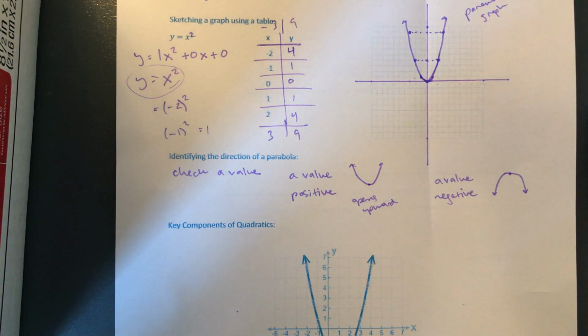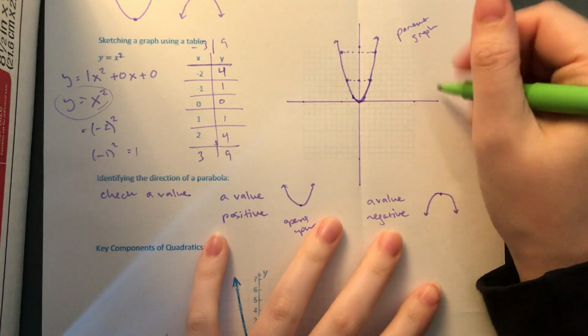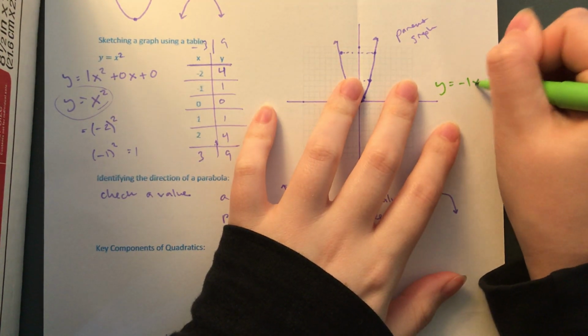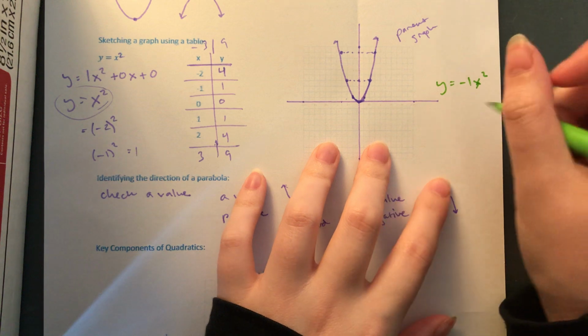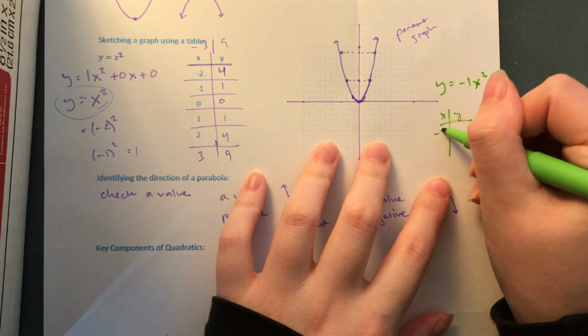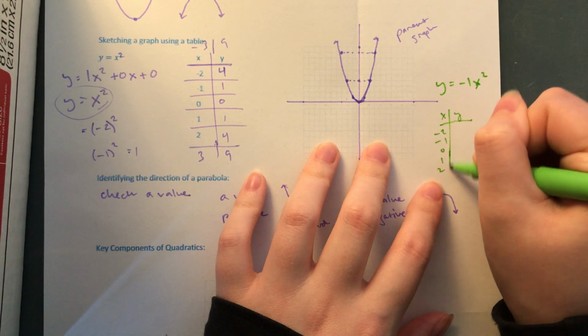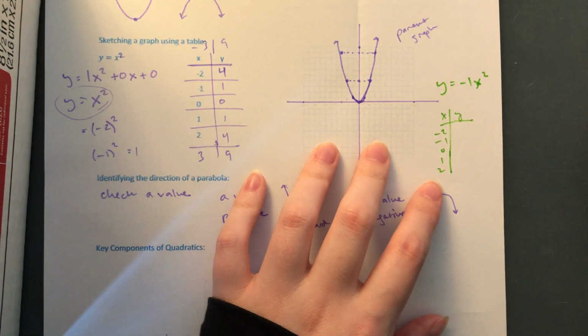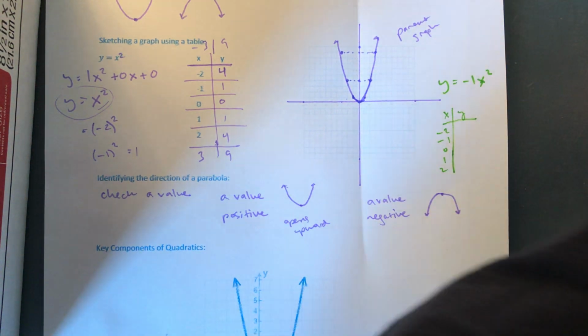So let's try what would negative 1x squared look like. Y equals negative 1x squared. So I'll just plug in a couple points. Make a little baby table real quick. Let's do -2, -1, 0, 1, 2. So this is where you're using a calculator. I'll show you guys.